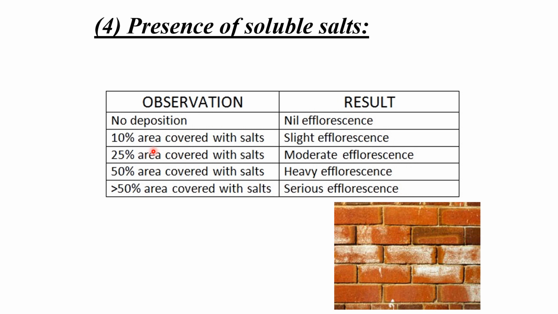If 10% area is covered with salt, then slight efflorescence. Third, 25% area covered with salt is called moderate efflorescence. If 50%, that is heavy, and greater than 50% is serious efflorescence. How much efflorescence is allowed, I will discuss in the classification of brick: first class, second class, third class, and fourth class.